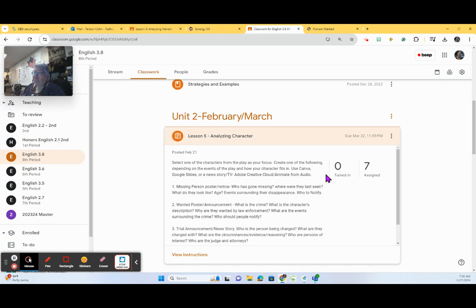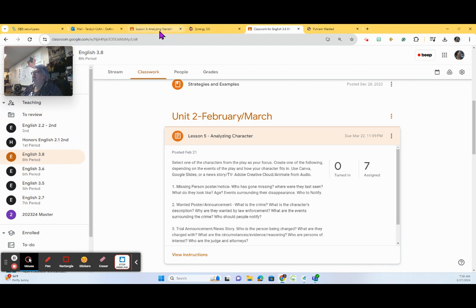All right. The other option for posters is a wanted poster or announcement. You need to identify the crime. What is the character's description? Why are they wanted by law enforcement? What are the events surrounding the crime? And who should people notify? Okay.